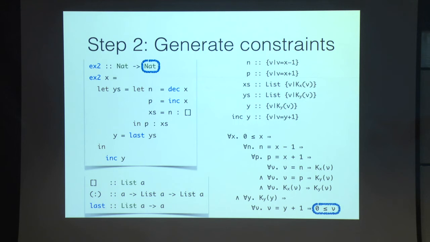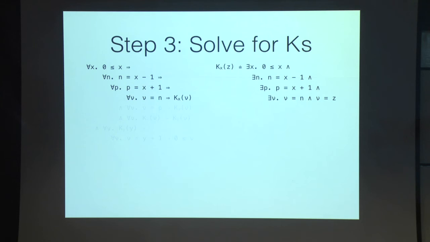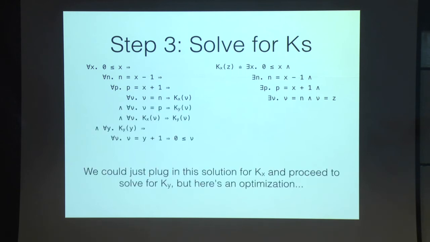So we'll solve these in the same way. On the left, I'm highlighting only the parts of the constraint that involve having a kx on the right-hand side. And so we can then solve for kx, which is just those same predicates with some exists in there. And we could just use that solution for kx, plug it in, and proceed to solve for ky.